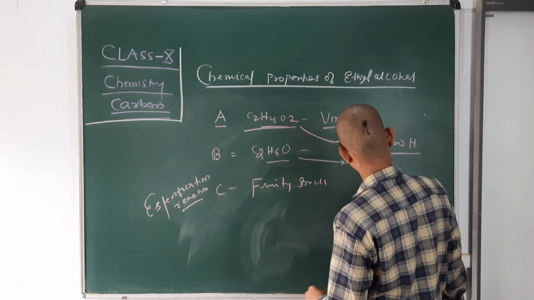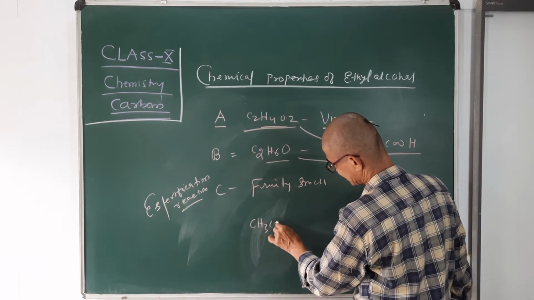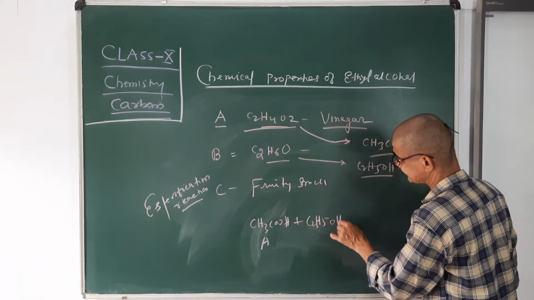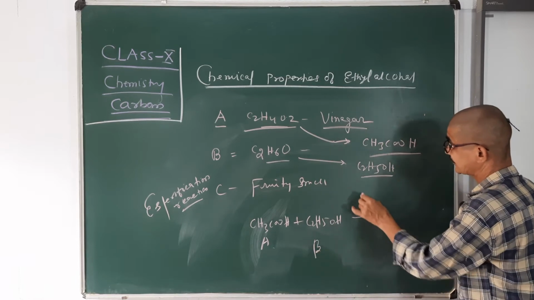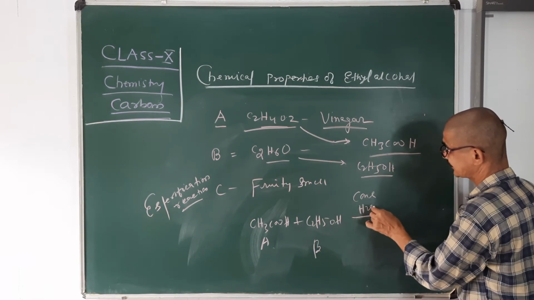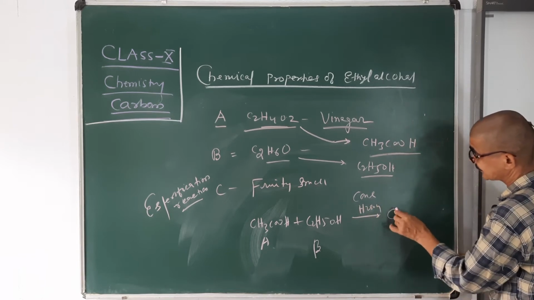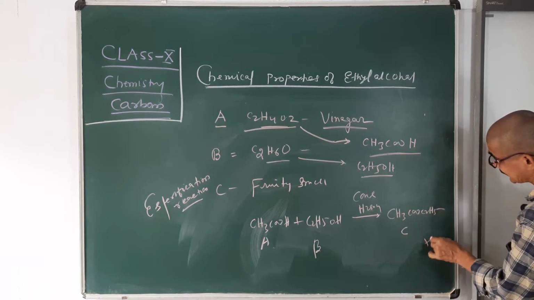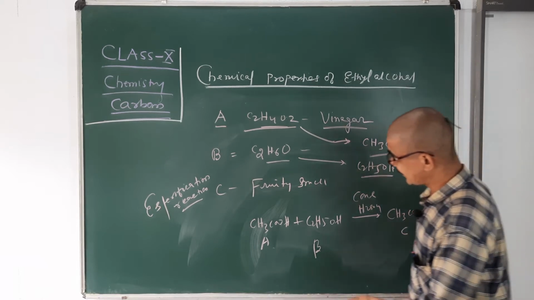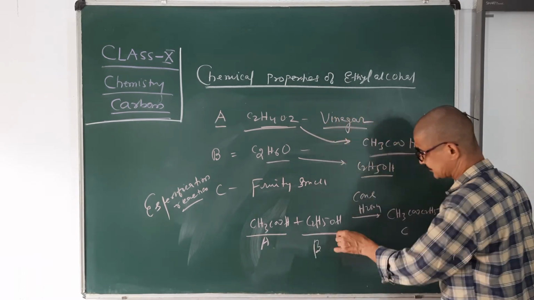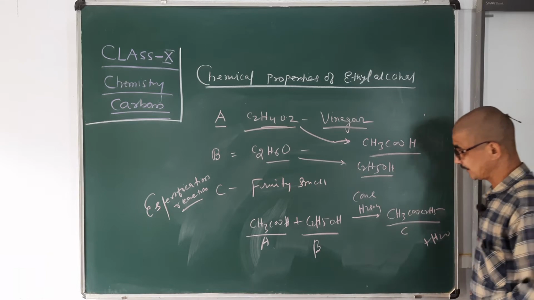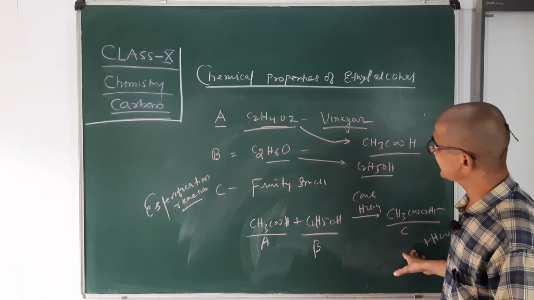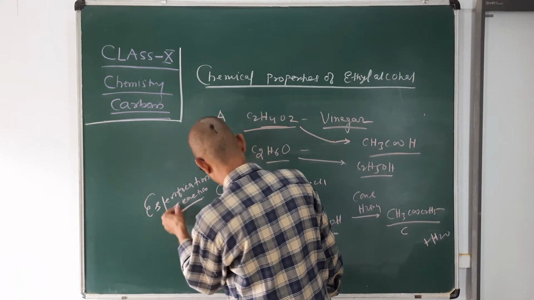In this reaction, acetic acid reacts with B, ethyl alcohol, in presence of concentrated sulfuric acid, which acts as a dehydrating agent, to form compound C having fruity smell, that is ethyl acetate, and water. So compound A is acetic acid, compound B is ethyl alcohol, and compound C is ethyl acetate. Its reaction name is esterification reaction.